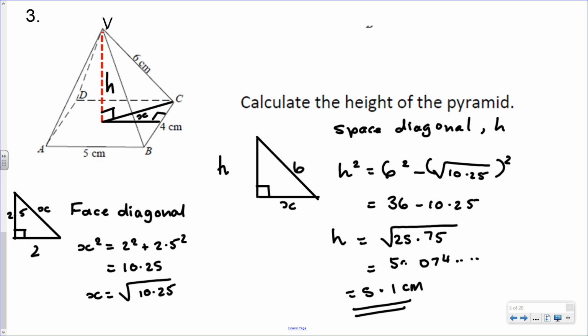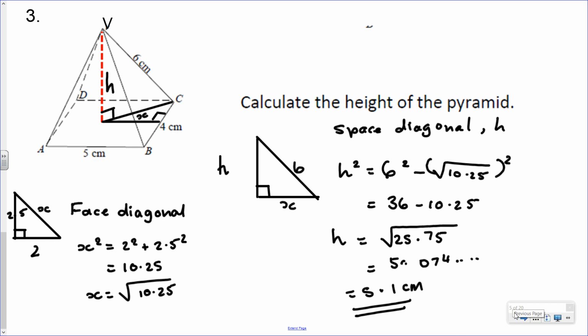So, when we're using Pythagoras in 3D shapes, if we're dealing with a cone, we're dealing with the slant side. If we're dealing with a diagonal inside the shape, we have to consider Pythagoras twice. So we consider the face diagonal first of all, and then the space diagonal. It is important that you draw a sketch to help you with this.